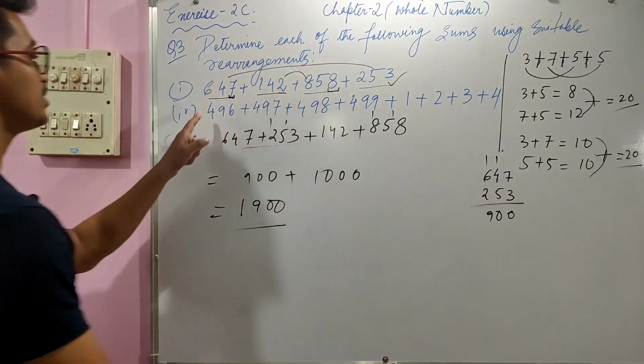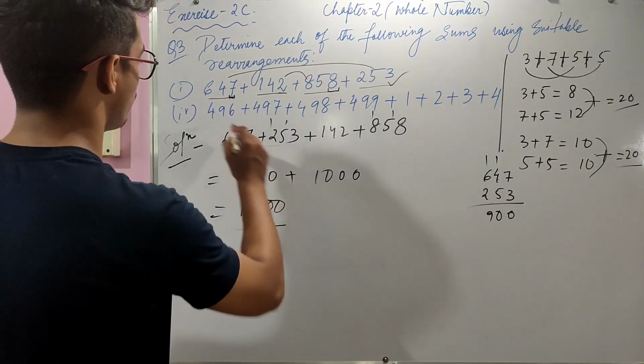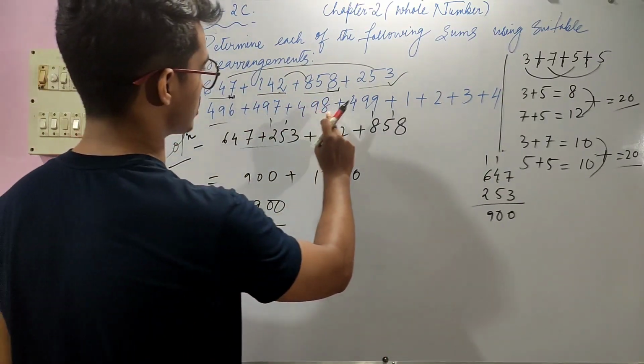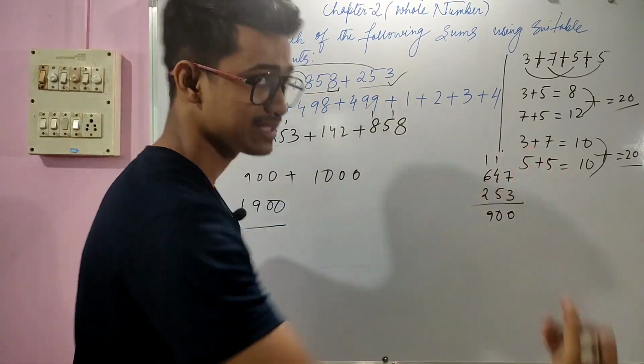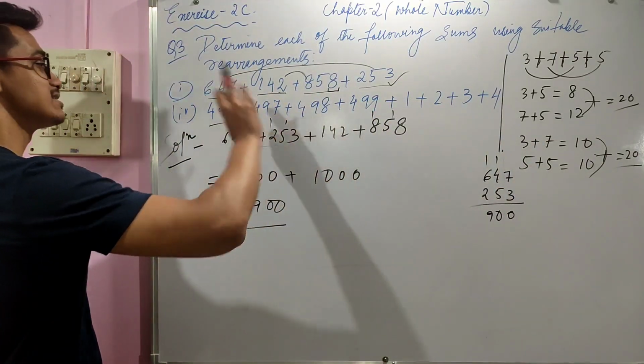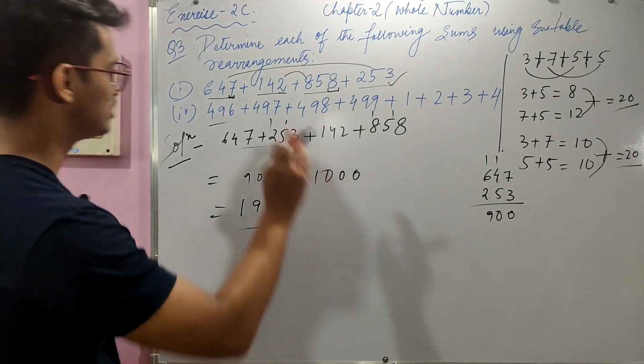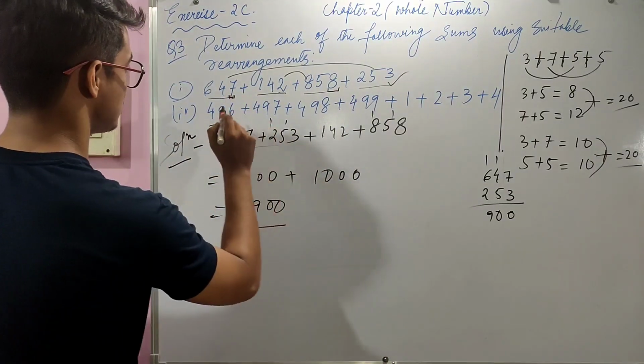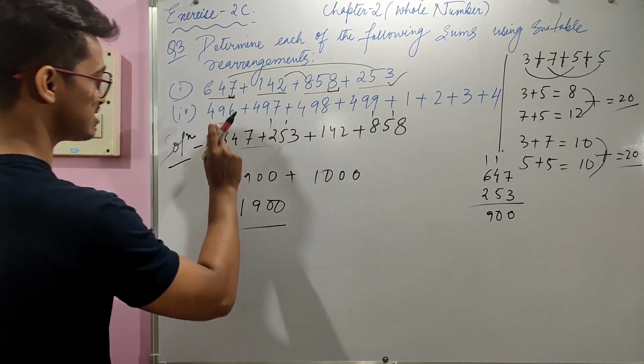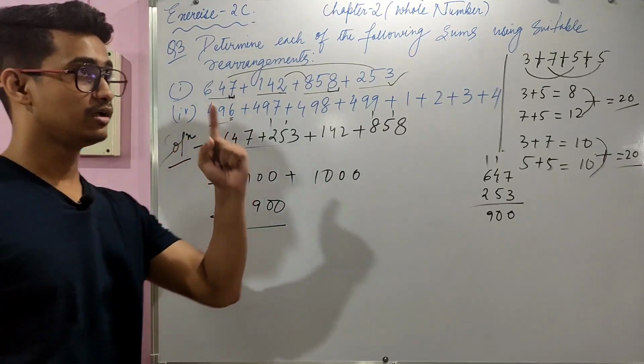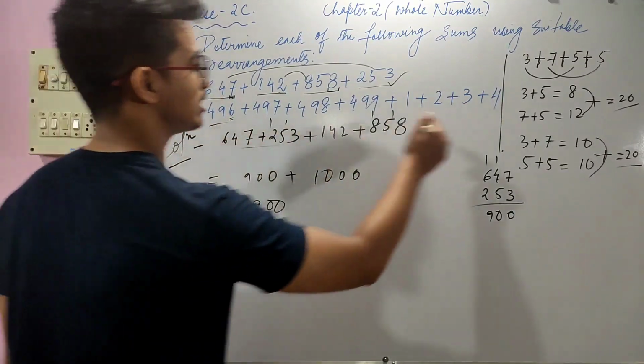So let's just straight jump into question number 4. What is that question? 496 plus 497 plus 498 plus 499 plus 1 plus 2 plus 3 plus 4. So here the same formula will be applicable to this particular question as well. So first number is 6. Here the ones place is 6. So we have to find out that number 4. Where is number 4? There is number 4.